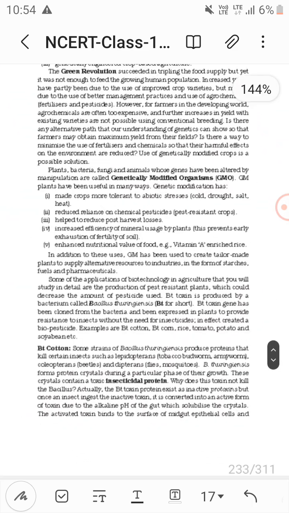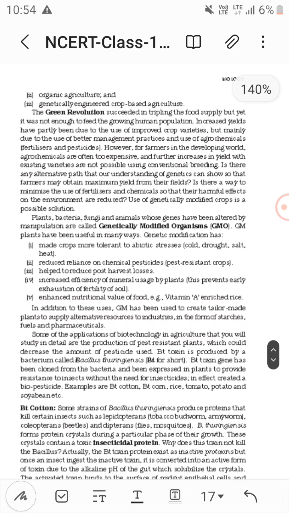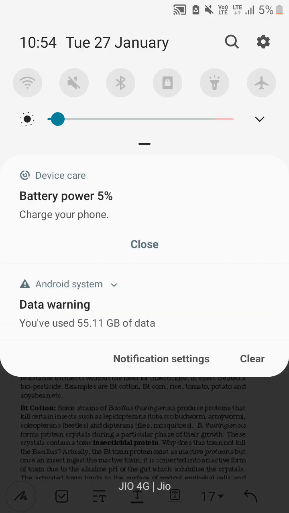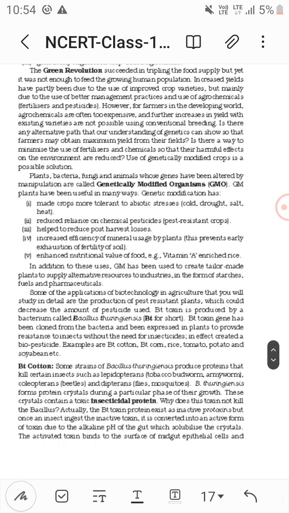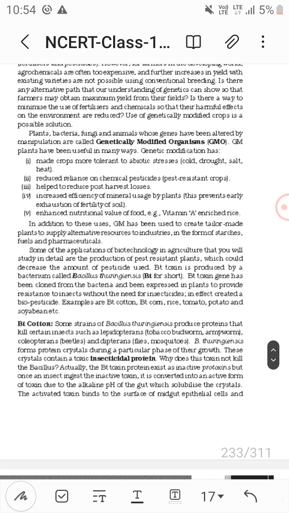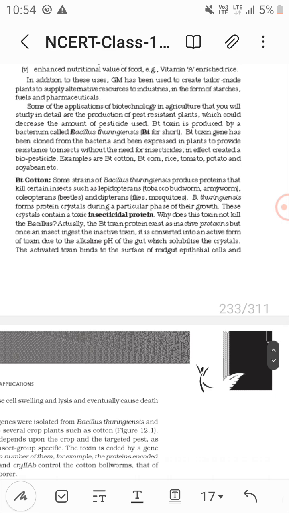There are 3 points. Then genetically modified organisms, GMOs. So what are these? Plants, bacteria, fungi, animals whose genes have been altered by manipulation are called genetically modified organisms, that is GMO.